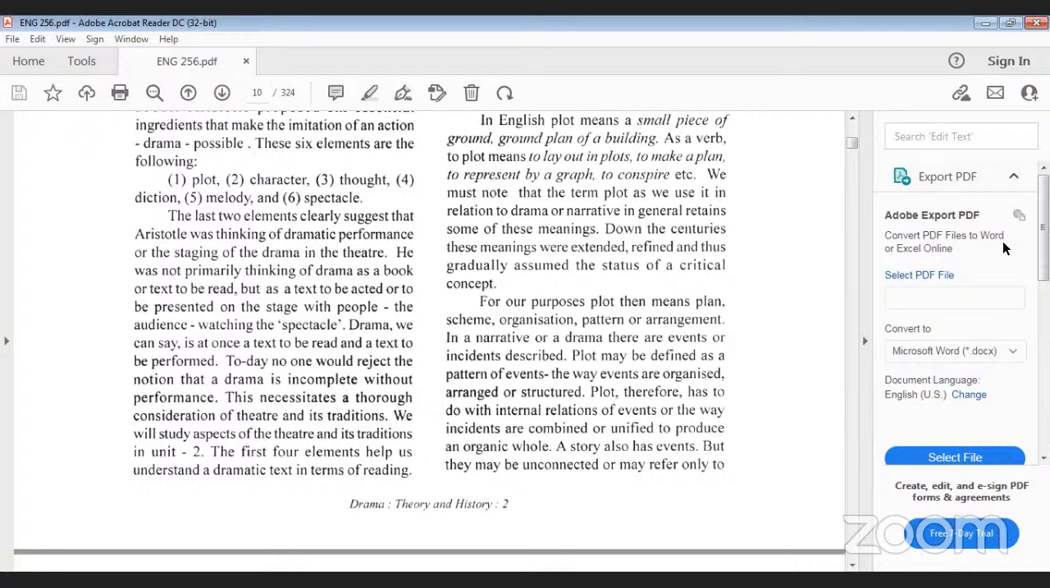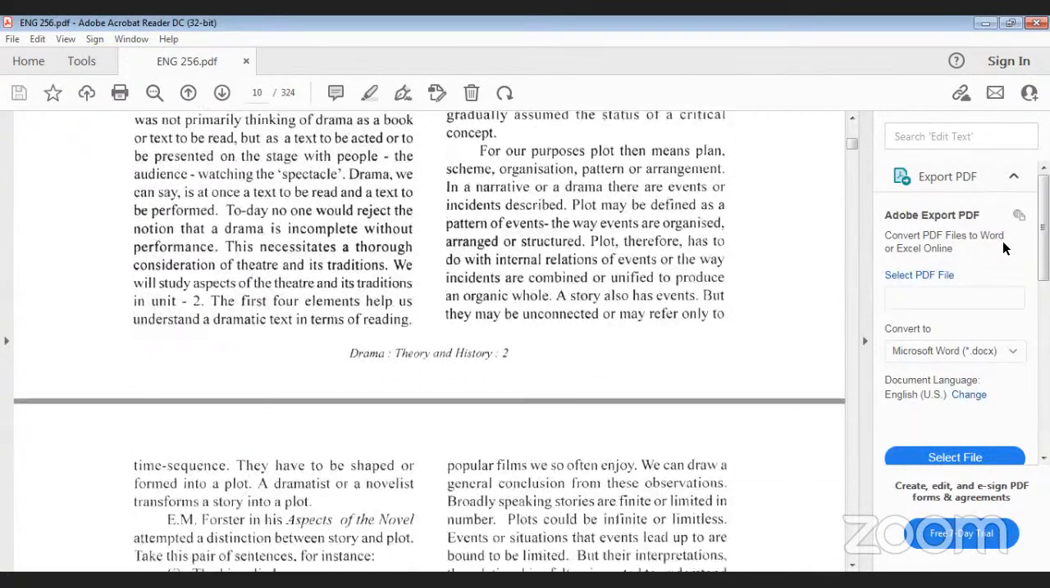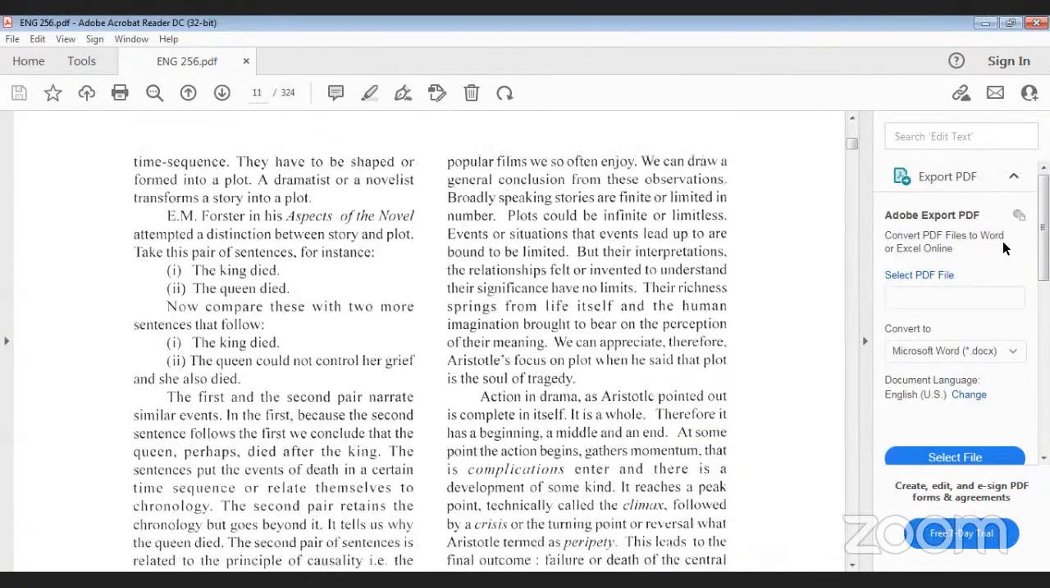In a narrative or a drama, there are events or incidents described. Plot may be defined as a pattern of events. The events are organized, arranged, or structured. Plot therefore has to do with the internal relation of events, or the way incidents are combined or unified to produce an organic whole. A story also has events, but they may be unconnected or may refer only to time sequence. They have to be shaped or formed into a plot. A dramatist or a novelist transforms a story into a plot.